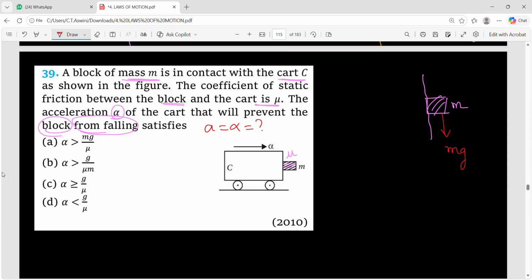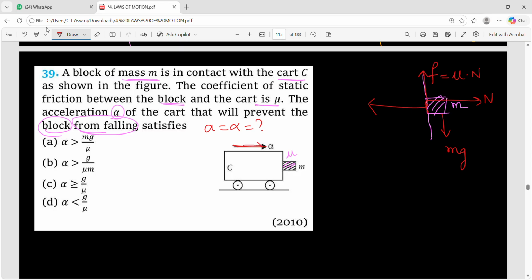See, the block will fall down because of its weight mg. There is a contact, so it will not fall because of the frictional force acting upward, right? And this is a friction which is equal to mu into N. And what is N this time? This is very important. In the previous problems, the block was horizontal, so you took the normal reaction equal to the opposite force, and that opposite force was mg, the weight of the block itself. But this time, the block is vertical, not horizontal. So what is the normal reaction? This is the normal reaction acting on the block. So what is the opposite force here?